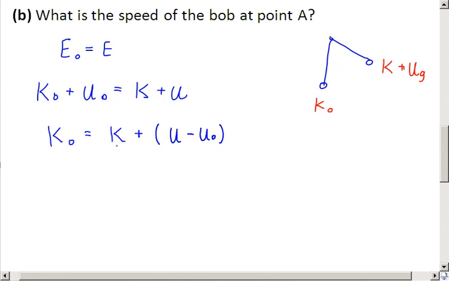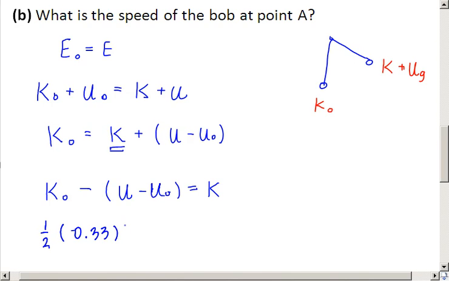All right, so I'm looking for this kinetic energy right here. This was the initial and this was the final. This one's the one I'm looking for right there. So K naught minus U naught would equal K. All right, so then, initial kinetic energy would be 1/2 m v squared. Oh, what was the mass of this thing? 0.33? And what was the velocity when it was at the lowest point? Was it 2.4 or was it 2.4?